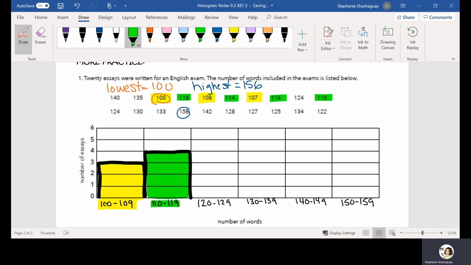All right. The interval 120 to 129. All of my data points that fall between 120 and 129. So I have 124, 124 again, 128, 127, 125, and 122. So 1, 2, 3, 4, 5, 6. I'm at the top of my histogram graph, but I can now fill that in.